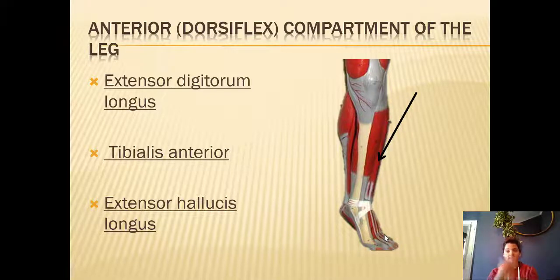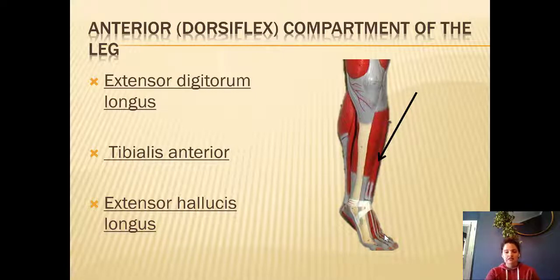Also note that in the forearm, our extensors were posterior. In the crural region, our flexors are posterior and our extensors are anterior. So again, I'll say that again. In the forearm, our extensors are posterior, and in the crural region, our extensors are anterior.